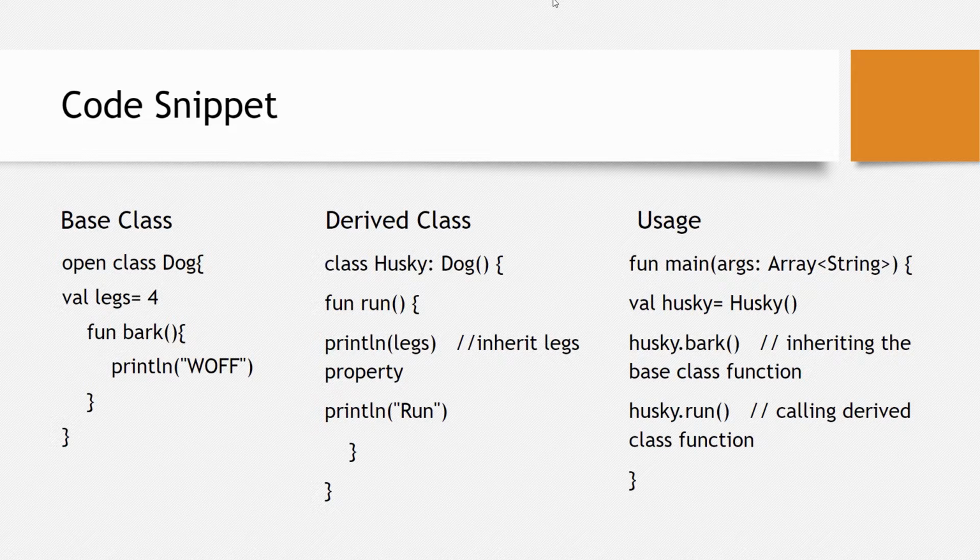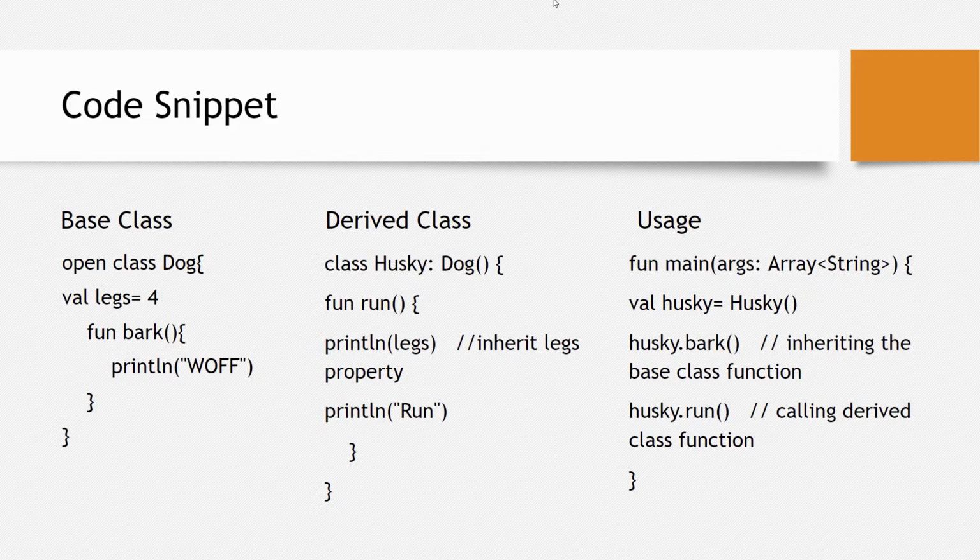And how do we derive from the dog class? You just need to give a colon and then write the name of the base class which we want to derive. Now the base class is dog and the husky is the derived class. As you can see, husky also has its own function, run.